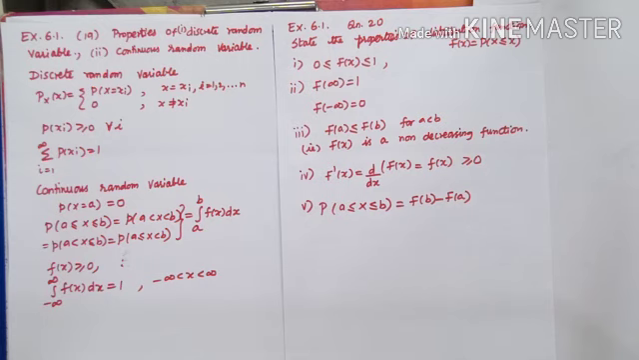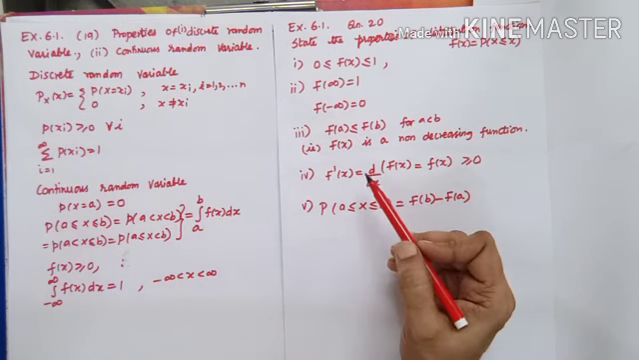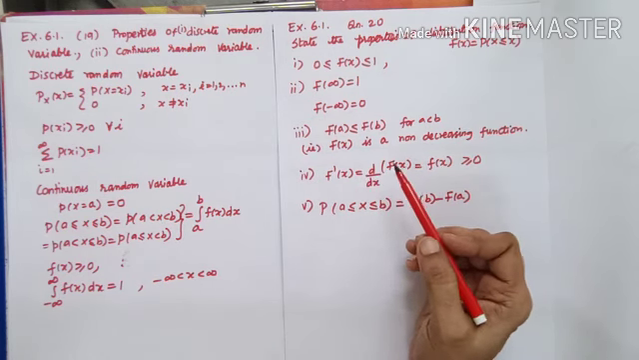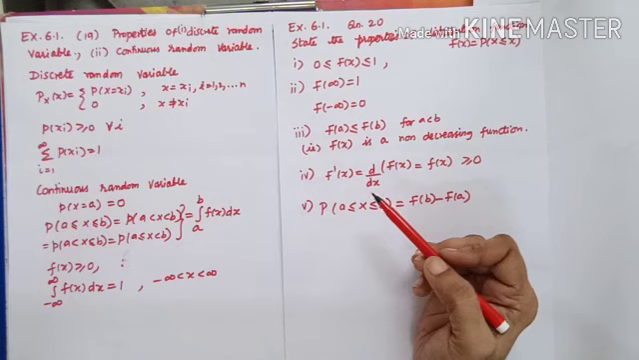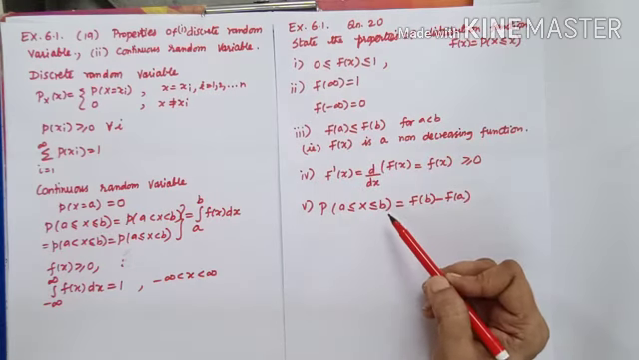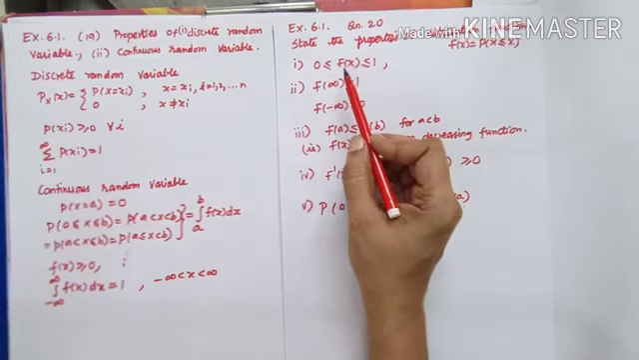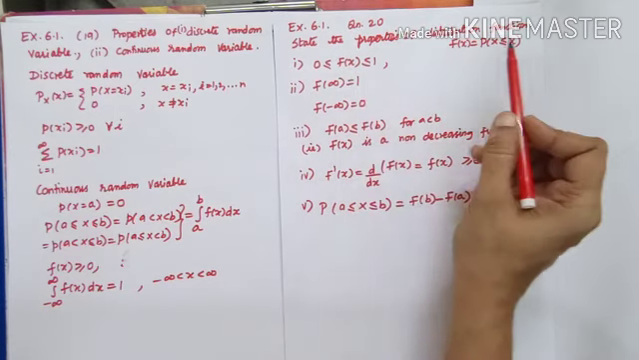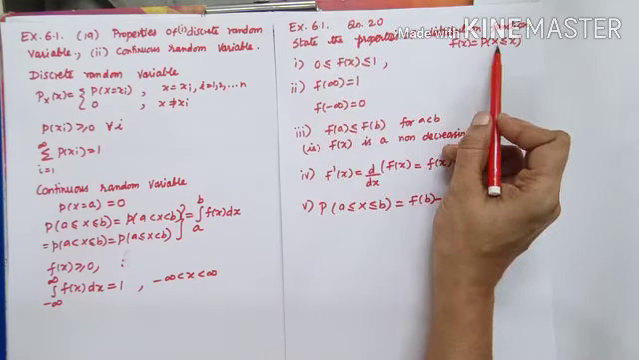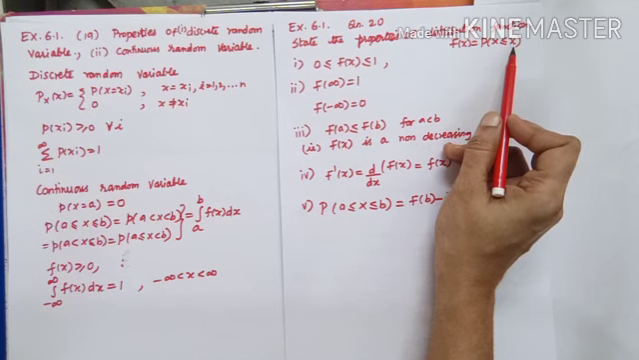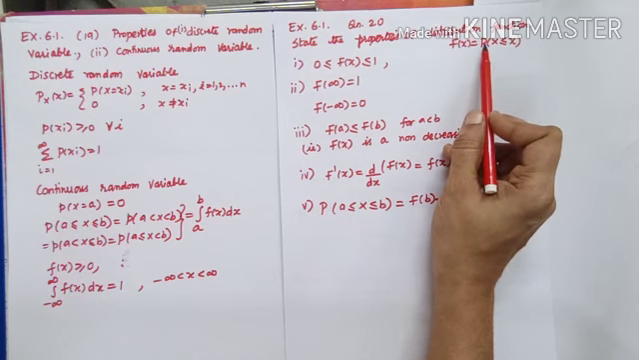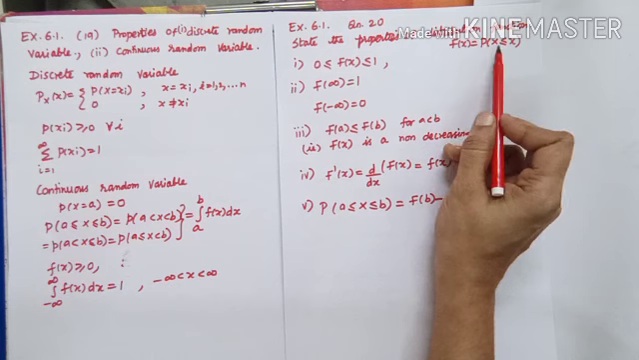Question number 20. State the properties of distribution function. So this question may come under 2 or 3 or 5 marks. There are many properties. I have given you some easy properties to remember. We know capital F of x is nothing but the probability of X less than or equal to x. The value is probability being added.